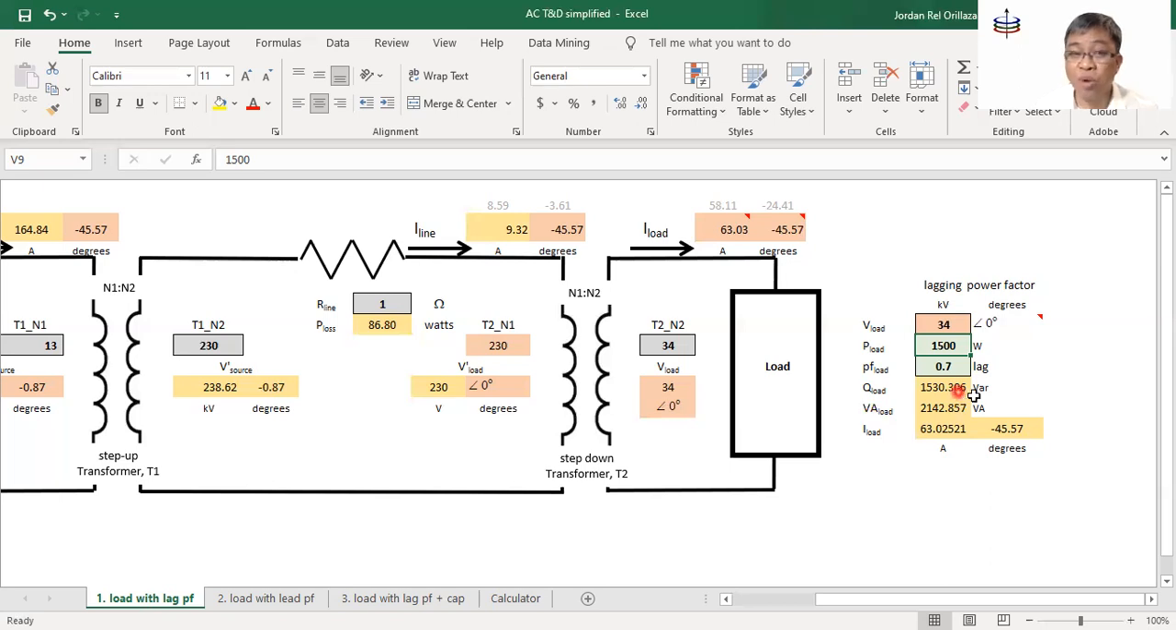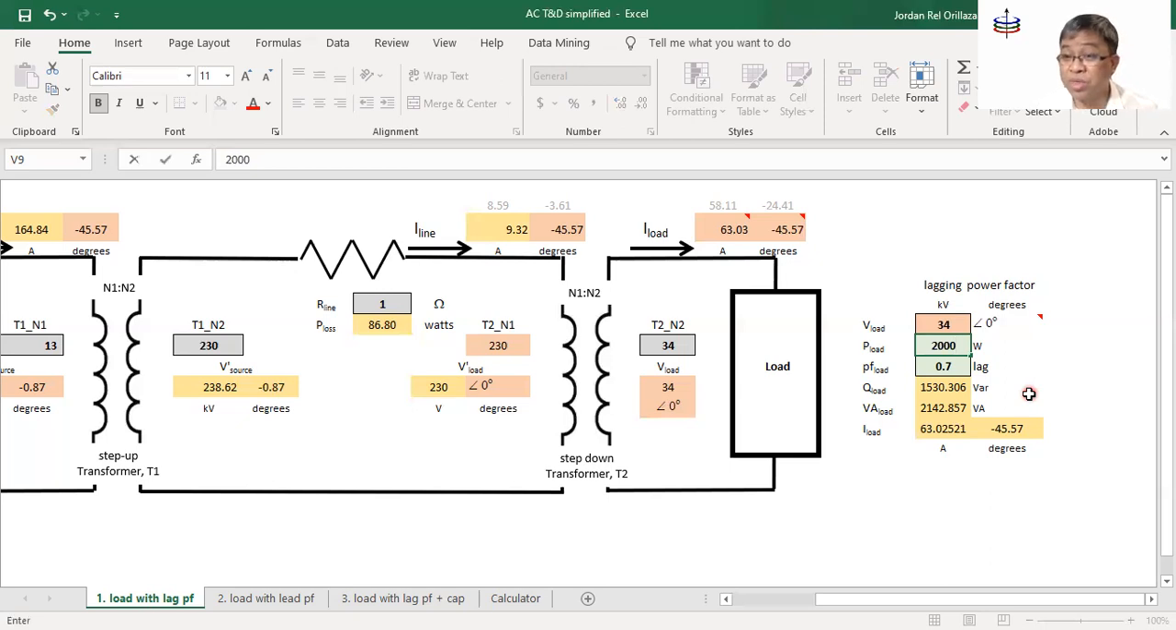The reactive power here is computed from the power and the power factor. The volt ampere is computed as well, again from the real power and the reactive power. Then the current here is computed in polar form, magnitude and angle, based on the voltage, the power, the power factor, and the reactive power. So quickly, let me change one value here. Suppose I want a 2,000 kilowatt load.